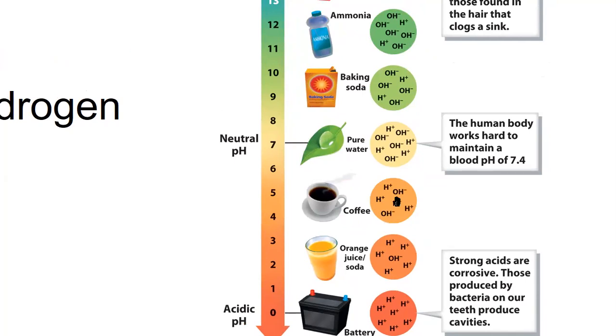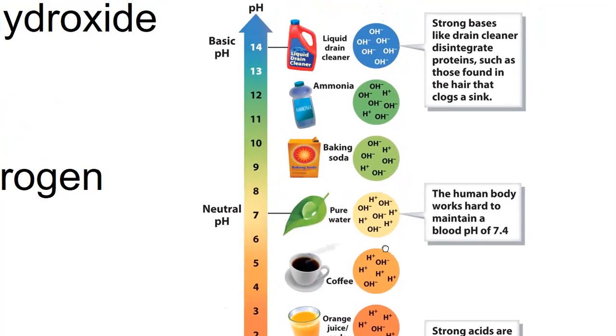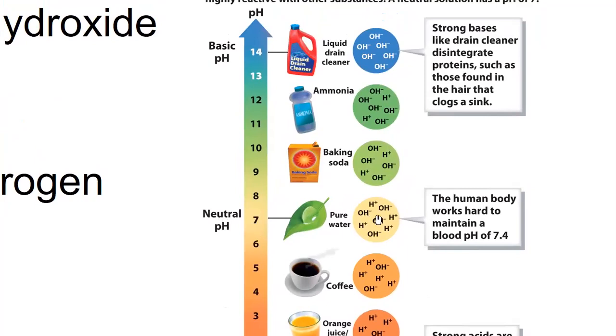Why is coffee an acid? Because the correct term for caffeine is caffeic acid. So coffee is an acid. That's why it's not good to really be drinking coffee on an empty stomach. So we have pH 7.